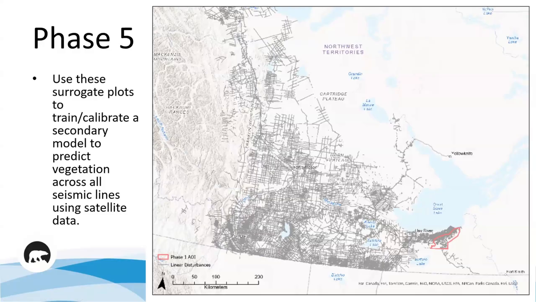So the final phase here, phase 5, we're going to be using those surrogate plots to train and calibrate a secondary model that can predict vegetation across all seismic lines based on satellite data. Yeah, so that's kind of the end goal here, to be able to assess pixel by pixel what the vegetation status is along all seismic lines in the territory, or at least have a decent handle on what's out there.